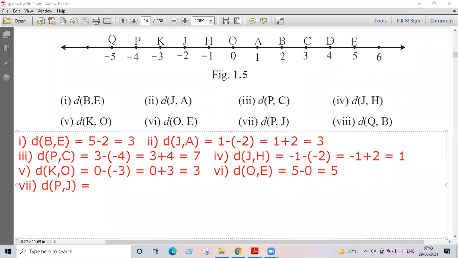P, comma J. So P is what? P is minus 4. J is minus 2. So minus 2 is greater than minus 4. Therefore, minus 2 minus 4. We have to find the distance, so the negative sign becomes plus. So here minus 2 plus 4 is equal to 2. Understood? Because from 4, 2 goes, 2 remain, and the greater number is 4, so you have to give its sign, that is positive.